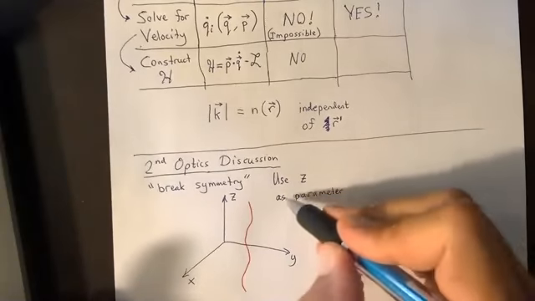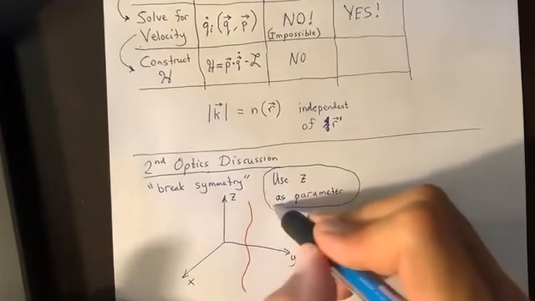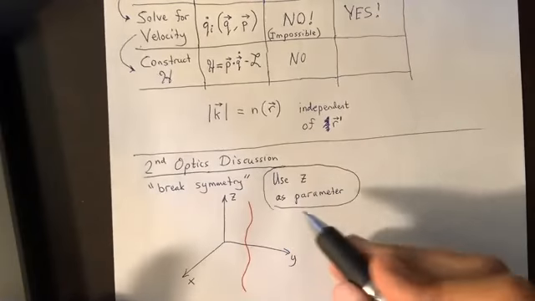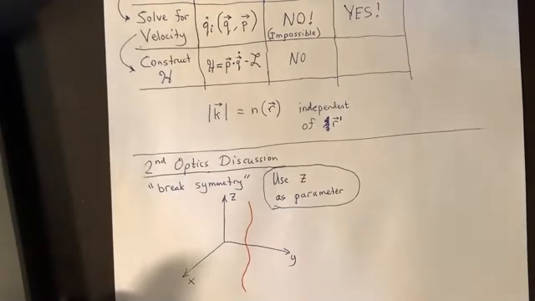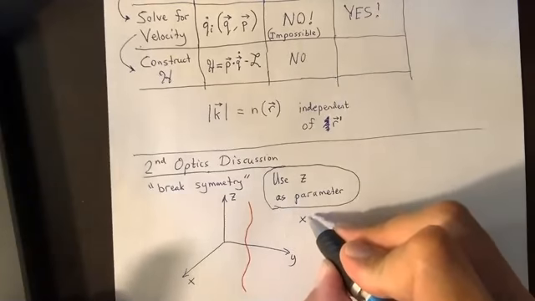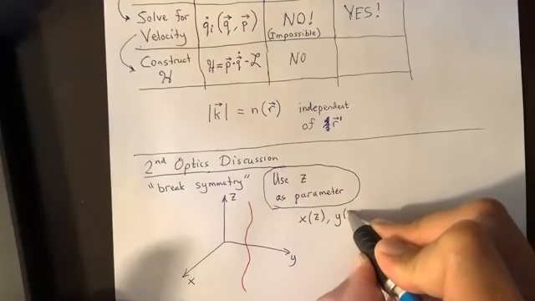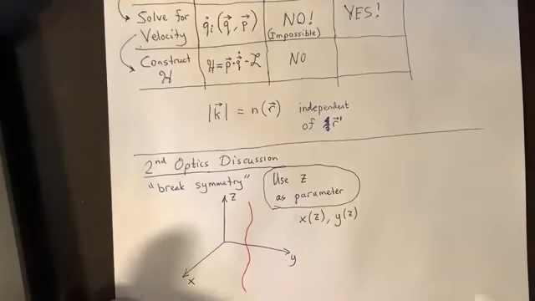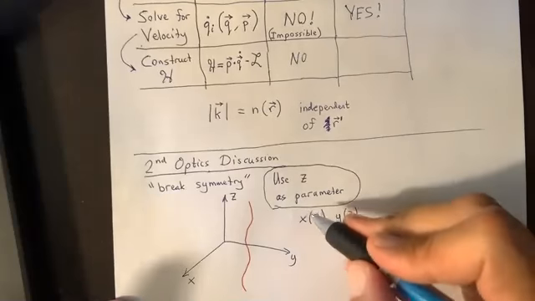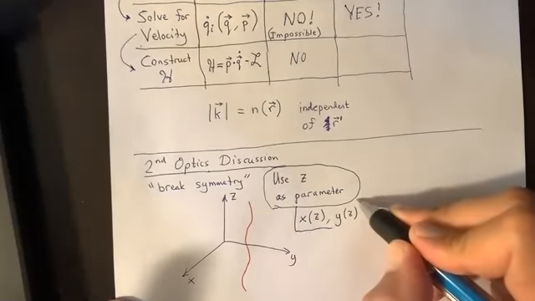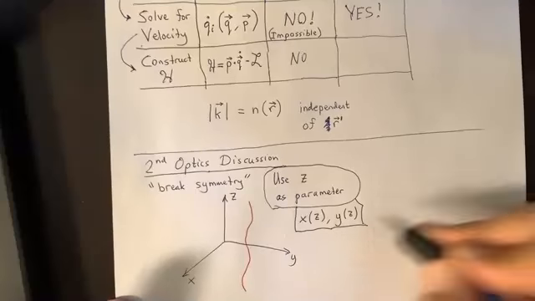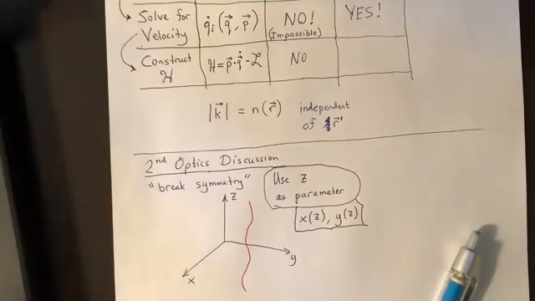Okay, this is the crucial thing here for our second optics discussion, is we're going to use the z variable as the parameter. So we're going to solve for x as a function of z and y as a function of z. Okay, so this is crucial. Let's take a moment to make a connection. We always like to make connections between different parts of the course.